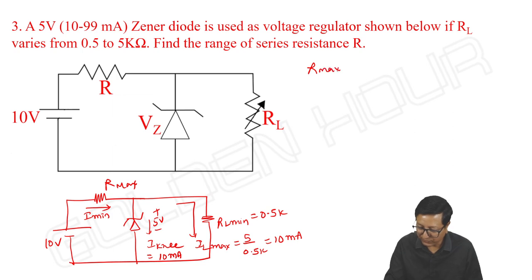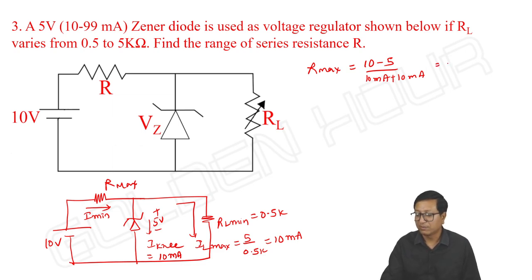So R max is equal to (10 minus 5) by I knee. It is 10 milliampere plus 10 milliampere. It is 5 by 20, 1 by 4, 1000 by 4. It is 250 ohms.